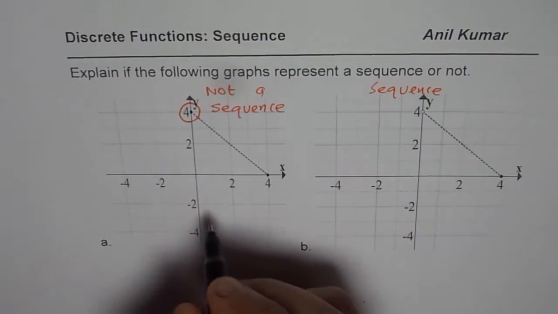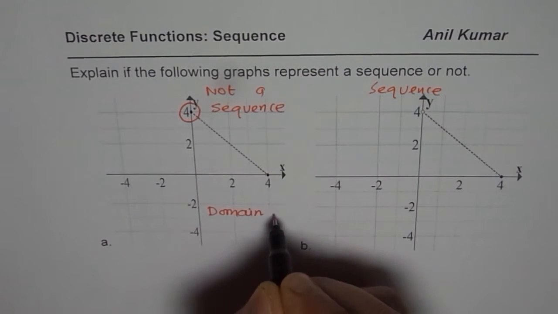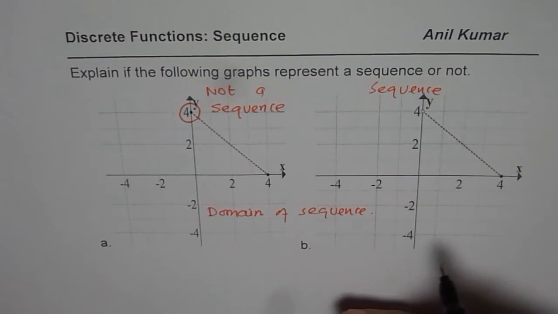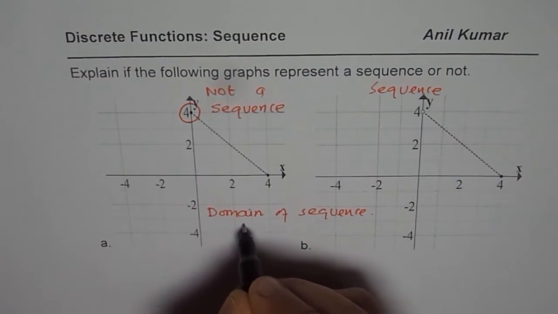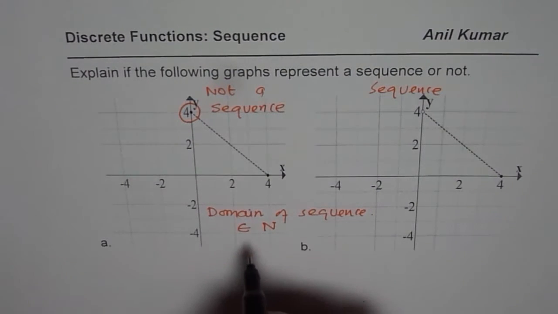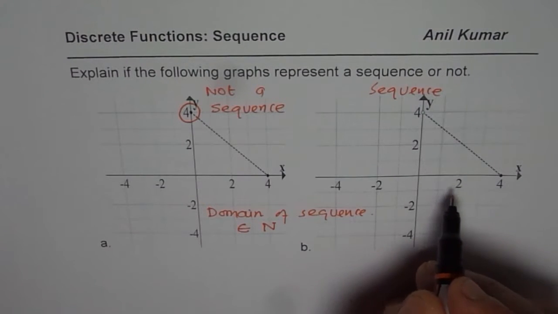For a sequence, what is the domain? Domain of a sequence is what? That is kind of important to understand. Domain of a sequence always belongs to the set of natural numbers. And natural numbers do not include 0. That is why the first one is not a sequence. Correct? Now the second one.